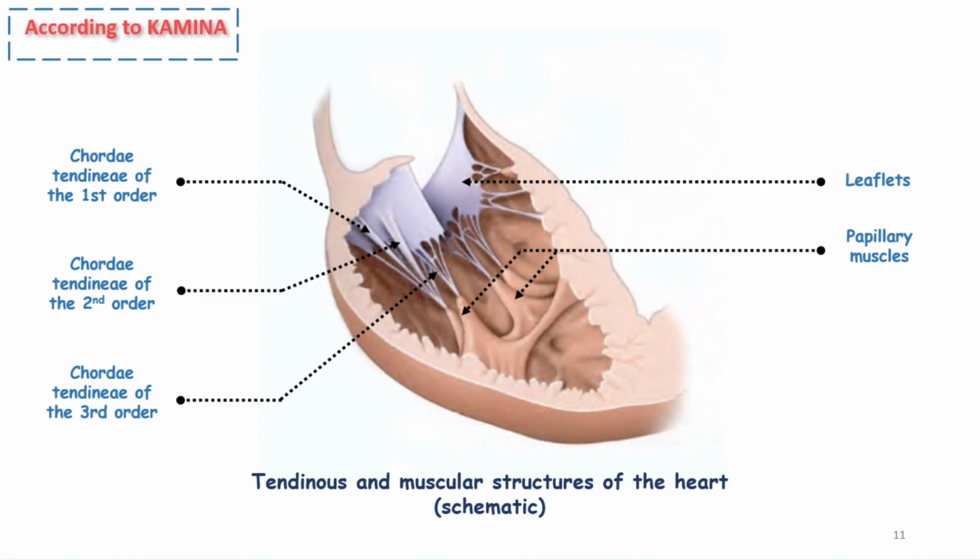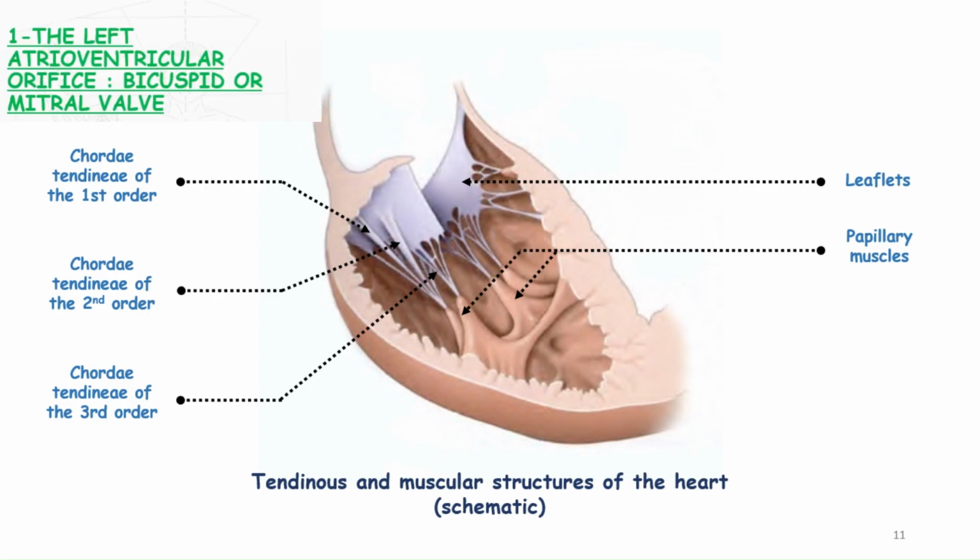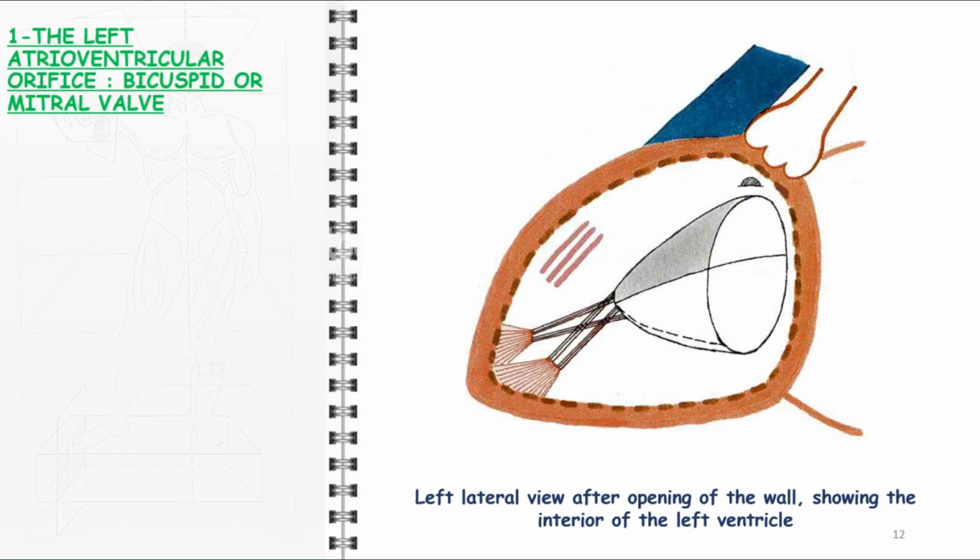The image effectively illustrates the spatial arrangement of these chordae, showing how they coordinate the function of the atrioventricular valve during the cardiac cycle. The left atrioventricular orifice occupies the inferior part of the base of the heart. It is located to the left of the tricuspid orifice.